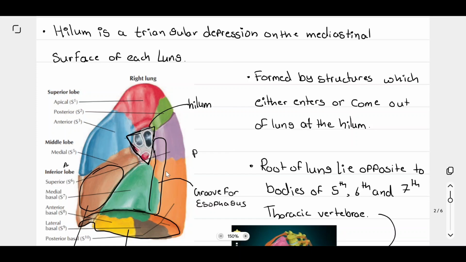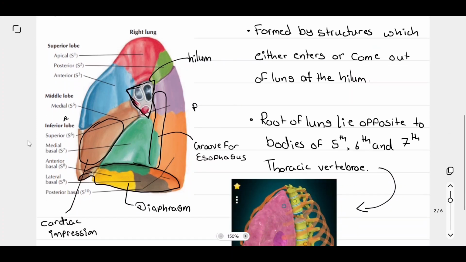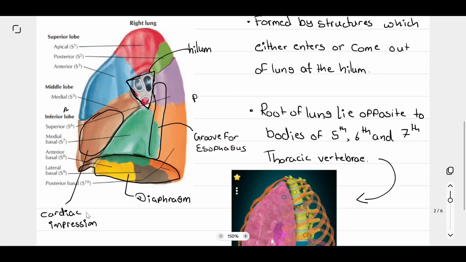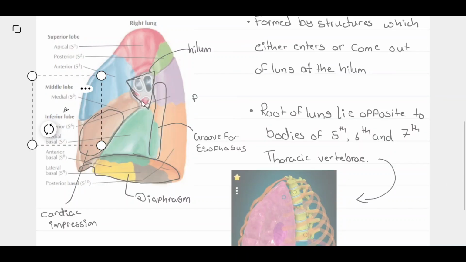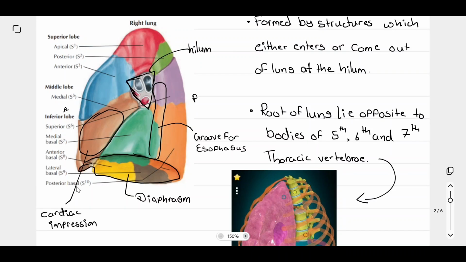But in the body, the lung is present in close proximity with various other structures as well. So those structures form various depressions, various impressions over the mediastinal surface of the lung. For example, I have showed you the cardiac impression. This is the anterior side, this is the posterior side. The cardiac impression is formed at the anterior inferior side on the mediastinal surface of the lung.